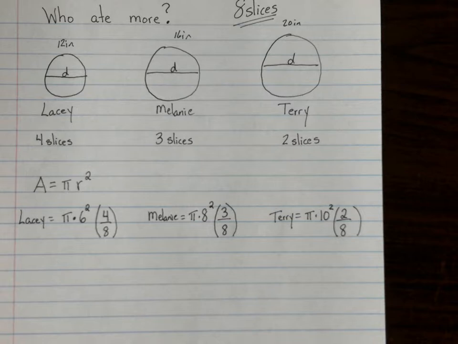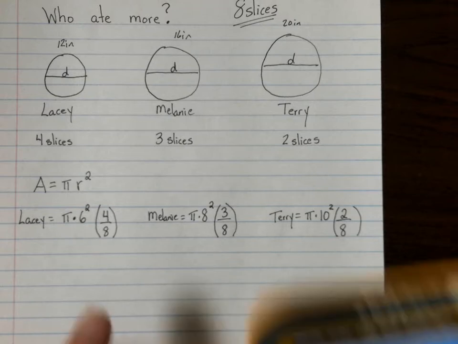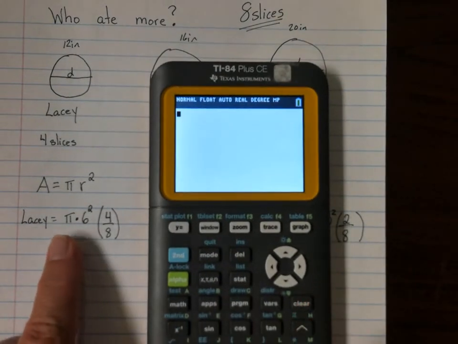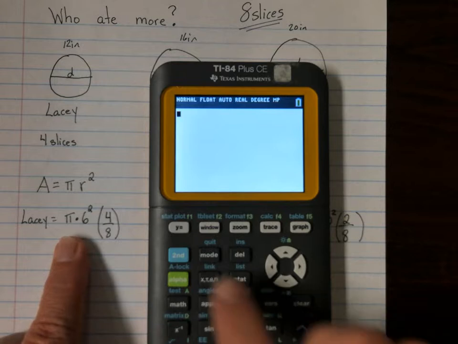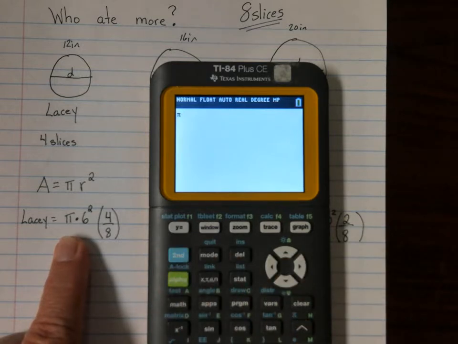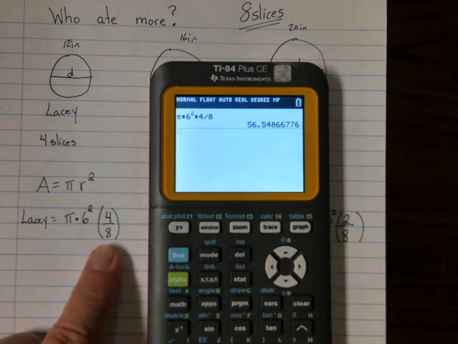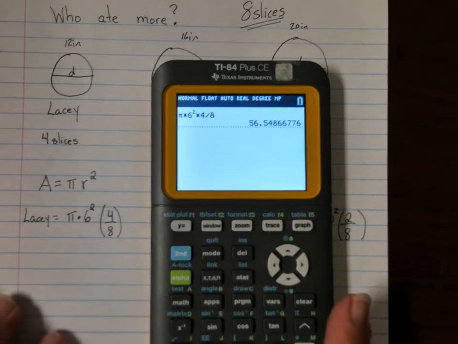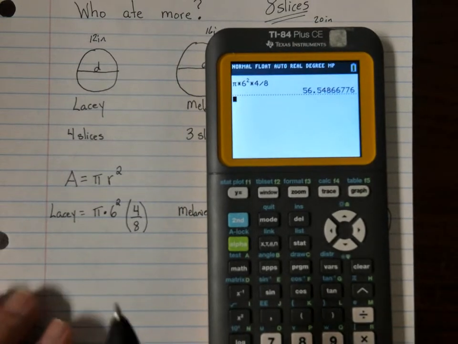Alright, so now get yourself a calculator. If you're in class, get a calculator. If you're at home and you have a calculator, get it. If not, open a calculator tab on your computer. And let's calculate each one. So here we're going to have pi times 6 squared times 4 divided by 8. Or as Maddie said, you could simplify that to 1/2. Alright, so we're going to round to the tenths, 56.5.